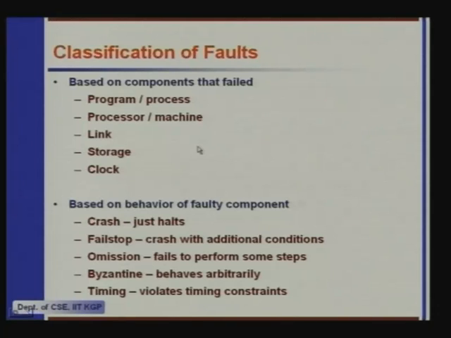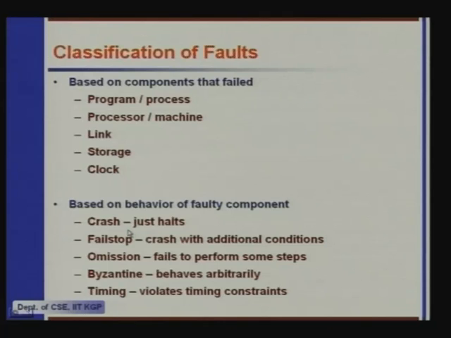The classification of faults can be done in two ways. One is based on the components that failed. It can be the failure of a program or a process, the failure of a processor or the machine, a link failure, that is, a communication failure, a failure of the storage, or a failure of the clock, in the sense that clocks can go out of sync and you can have problems due to that. The second is based on the behavior of faulty components.